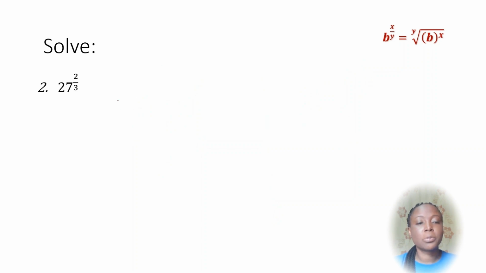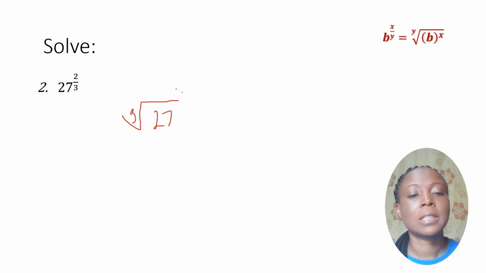Now let's go to example 2. What do we do in this case? You find the cube root of 27 and then raise it to power 2. So what's the cube root of 27? That's 3. Then we raise it to power 2, and then my final answer equals 9.